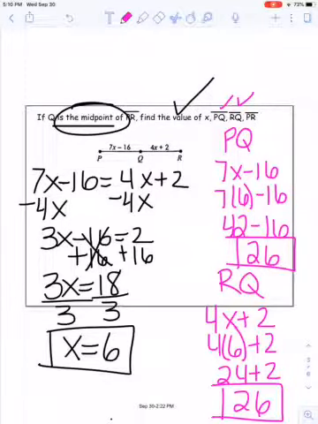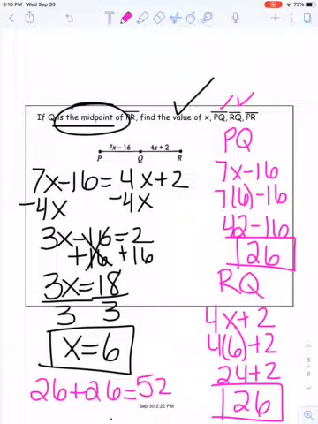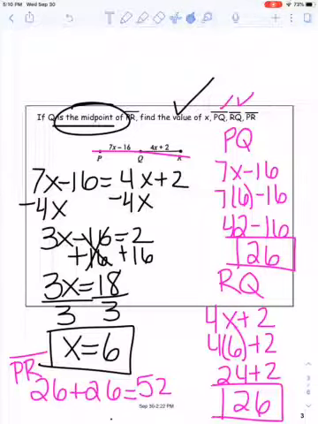So how do I find PR? I add 26 plus 26, and I get 52. And that's PR because PR is the whole entire line. So I take my 26 and I add my other 26 to it. So that's if you have a line segment and you have a midpoint, you set them equal to each other.